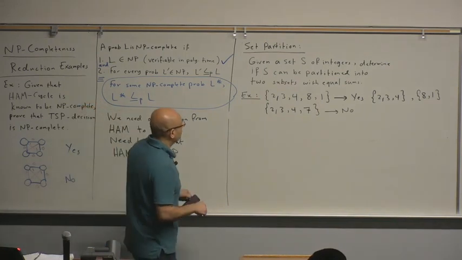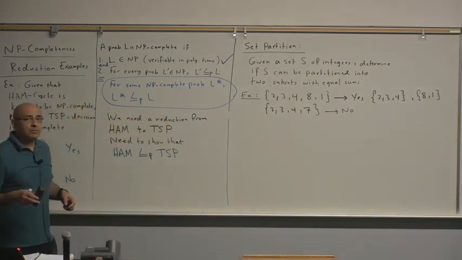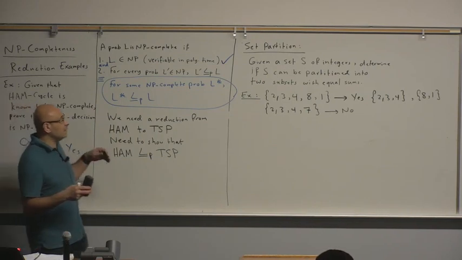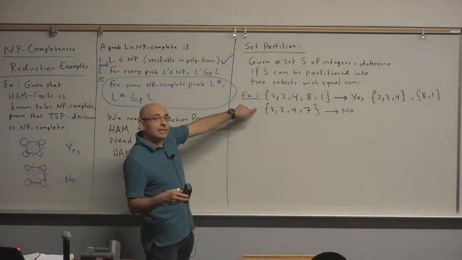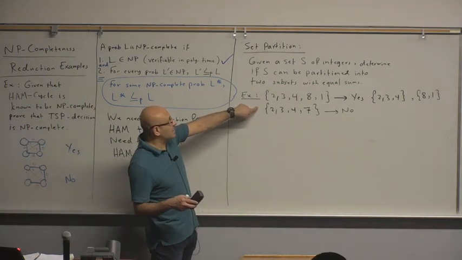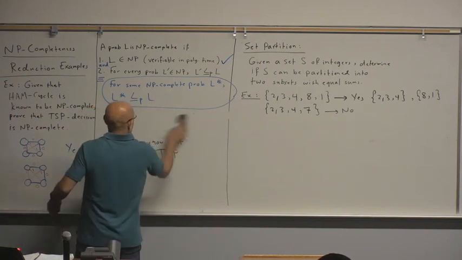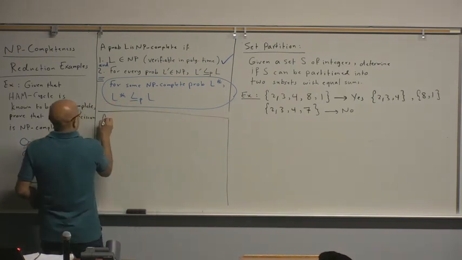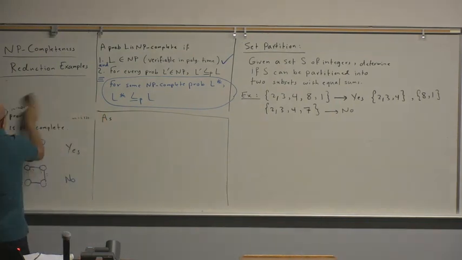Now, let's see if we can prove that this problem is, well, let's try to prove that if we know that this problem is NP-complete, we can prove that subset sum is NP-complete. So now, assuming that, or let's write it here, we're done with this.